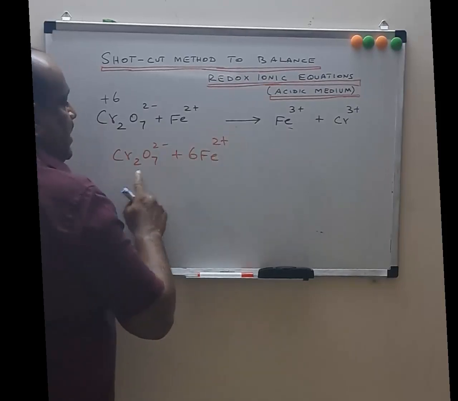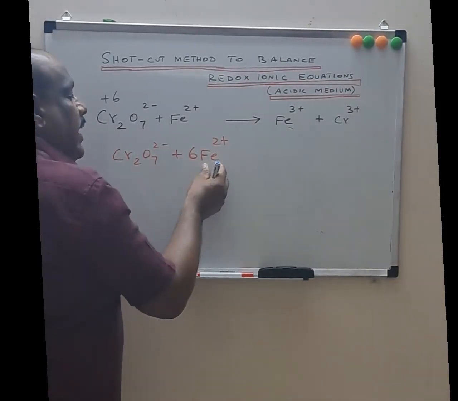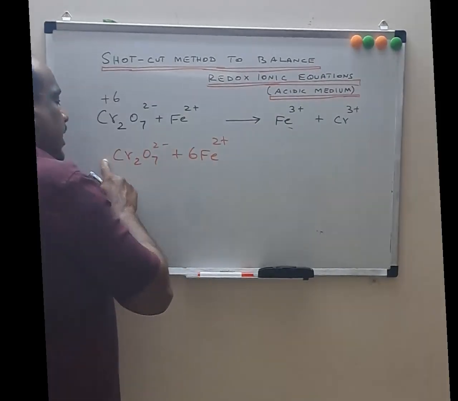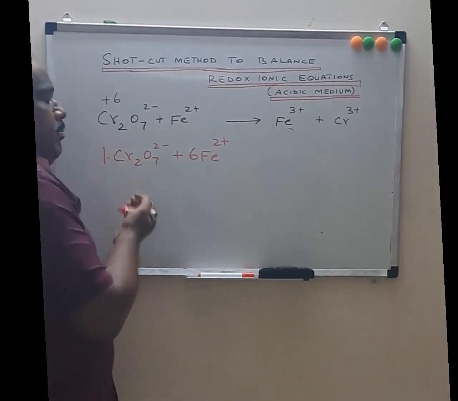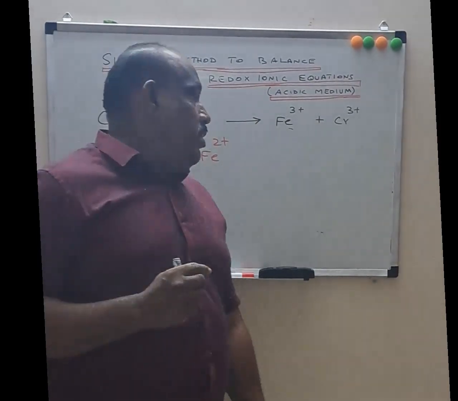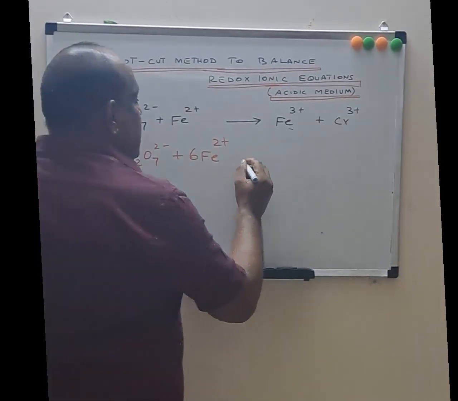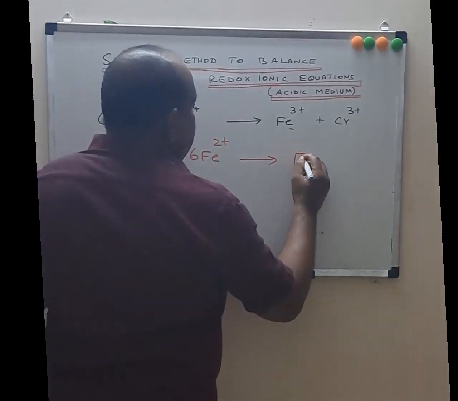Because the chromium difference is 6, I have multiplied that value with iron. The iron differential is 1. I have multiplied 1 with Cr2O7 2-. If you want, you can even put 1, but 1 doesn't need to be written. Okay, fine. Now you try to balance this value with the right hand side.